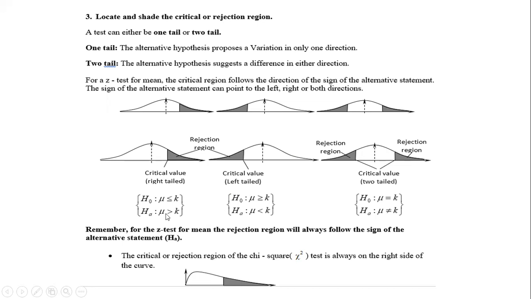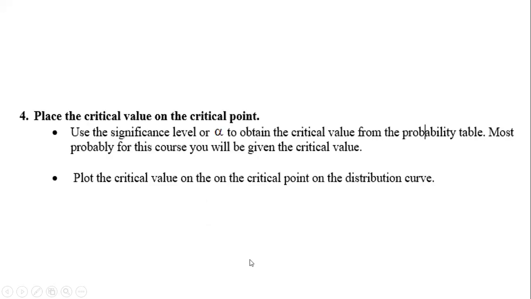Bear in mind, it is the sign of the alternative that dictates the tail for the z-test. If the arrow is pointing towards the right, it's a right tail. If the arrow is pointing towards the left, it's a left tail. If it is a not-equal sign, then it's a two-tail. That's the alternative sign, bear that in mind. But for the chi-square test, it will always be a right tail, okay? Then step 4, you have to place the critical value on the critical point. Use the significance level, alpha, to obtain the critical value from the probability table. Most probably for this course, you will be given the critical value. Plot the critical value on the critical point on the distribution curve. So that's step number 4.